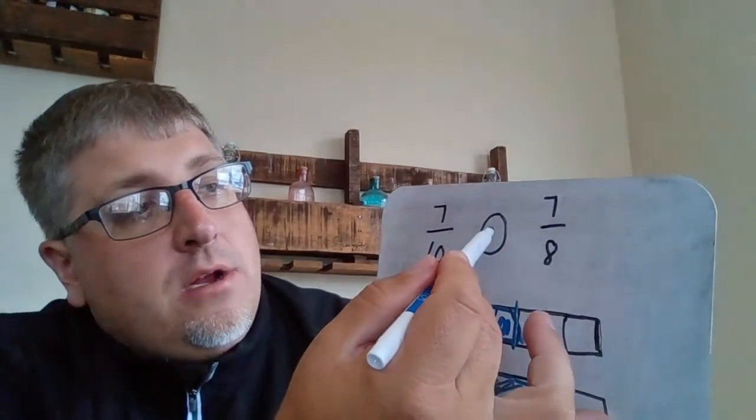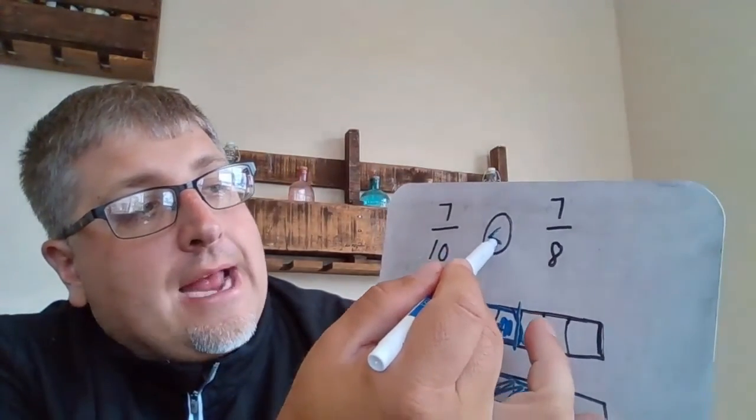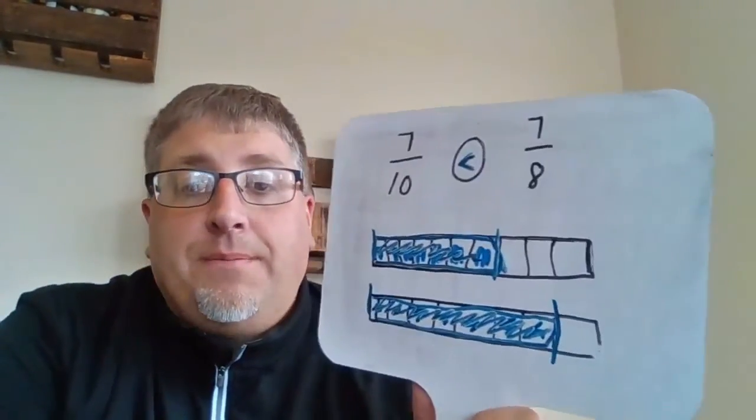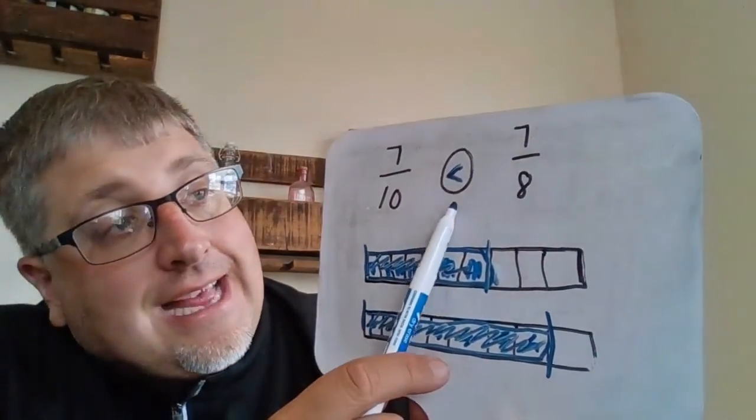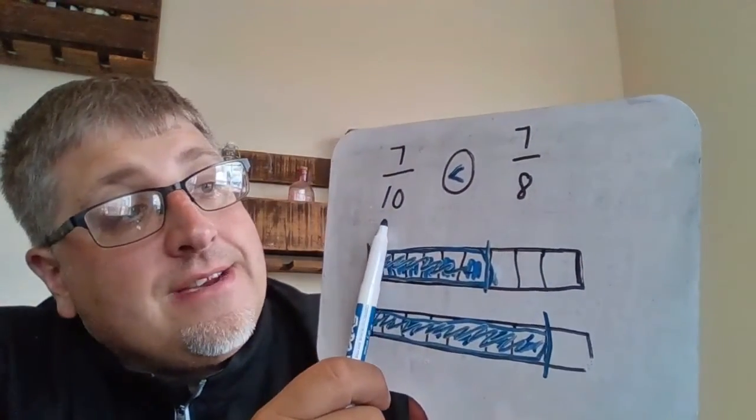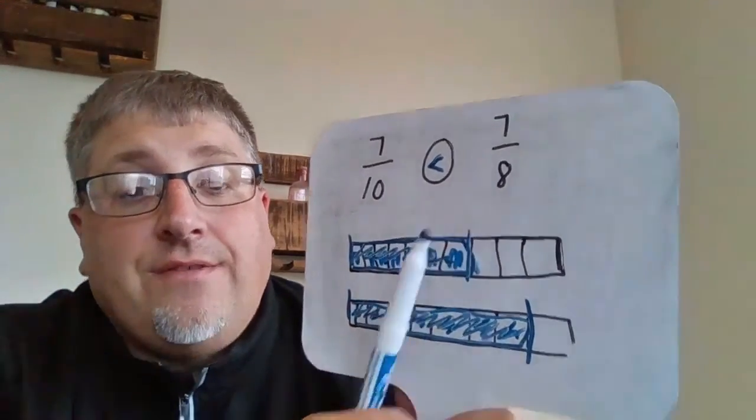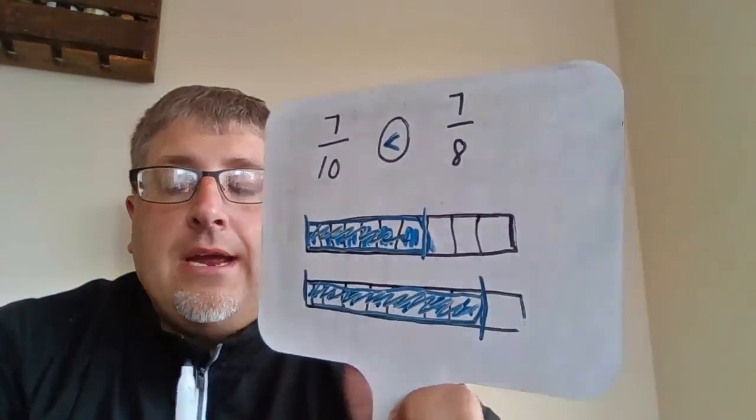So how would we write that? We put it in like this. We want that end right there. We're going to eat up the 7/8 side. So let's read that. We have 7/10 is less than 7/8. Okay, and that is using the tape model to answer those questions.